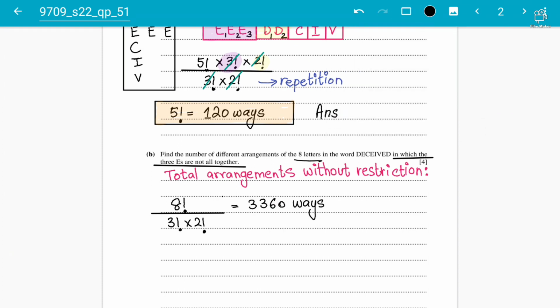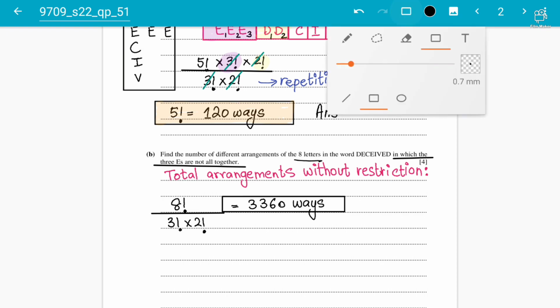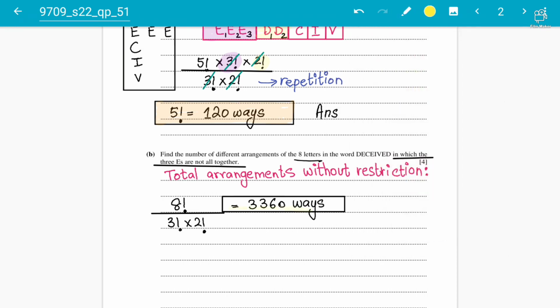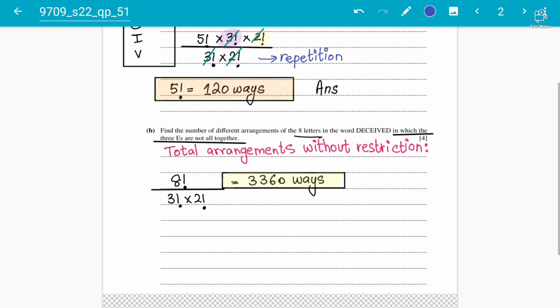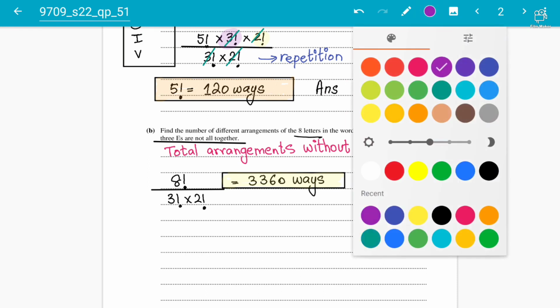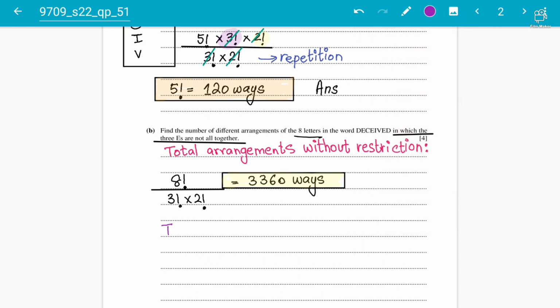This answer basically indicates without any restrictions, without anything that 3 E's are together, 2 D's are together or not together, everything separate. Okay, 2 E's are together and no D's together. You have to make a difference between these. So this is without any restriction. Okay, it's the original answer. This is the total number of ways that are possible in the word deceived, that is 3,360 ways. Okay, students, hope everyone gets this. And now from this, you are going to find out the other thing, that is if the 3 E's are together, total arrangements if 3 E's are together.